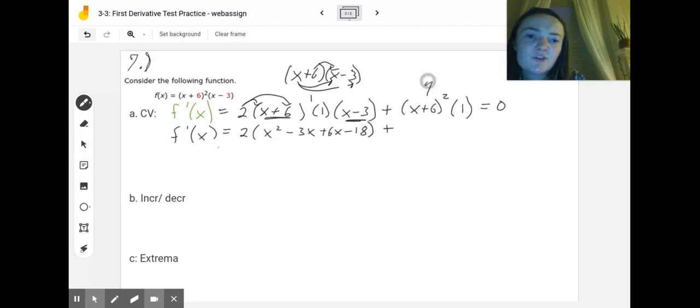Plus, all right, let's go and distribute this out. Remember, this is so important. x plus 6 squared does not equal x squared plus 36. Please do not do that.